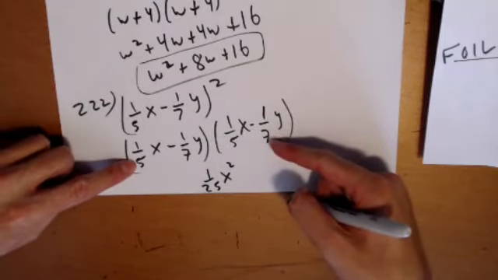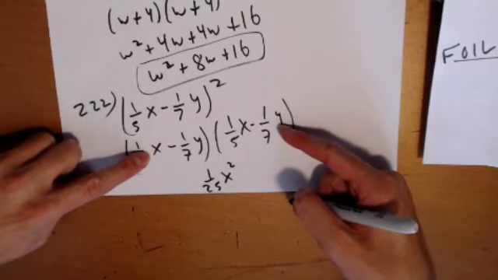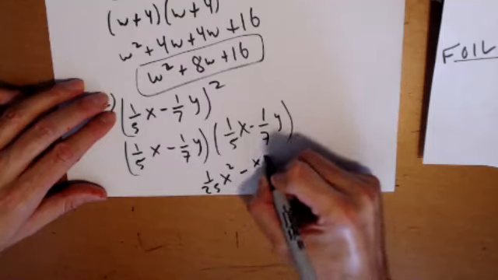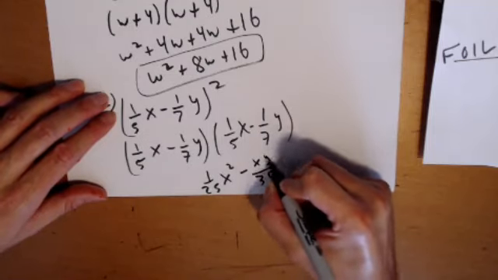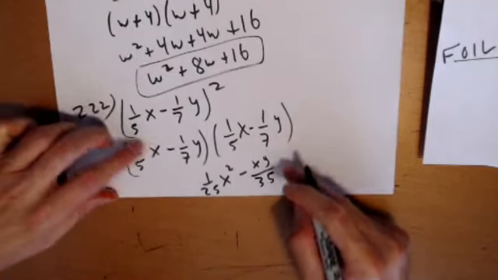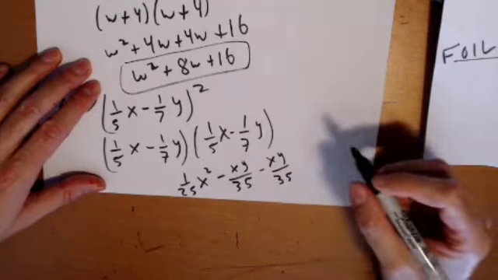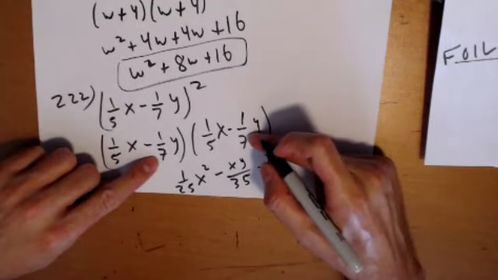Outsides: one-fifth times one-seventh is one thirty-fifth xy, but it's a minus, so careful, minus xy over 35. Make sure you're cool with that. One-fifth x times minus one-seventh y gives us minus xy over 35. So first, outsides, insides, another minus. And then last, negative times negative is positive.